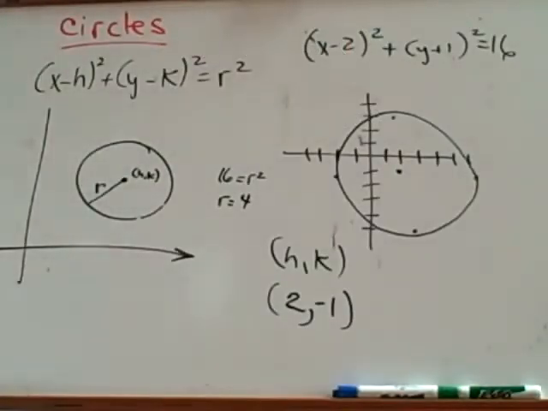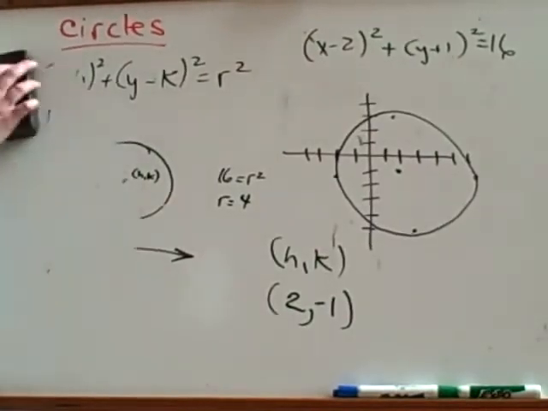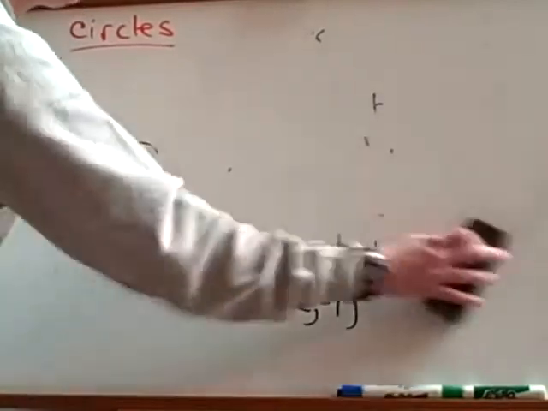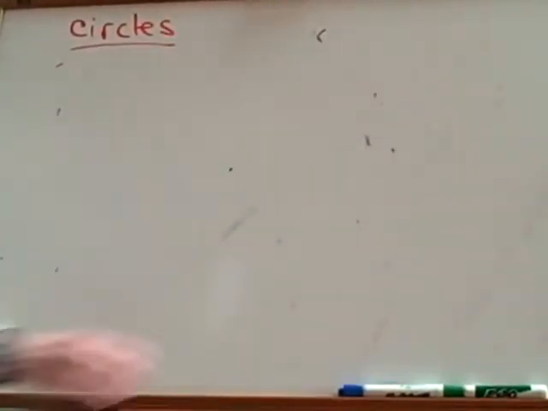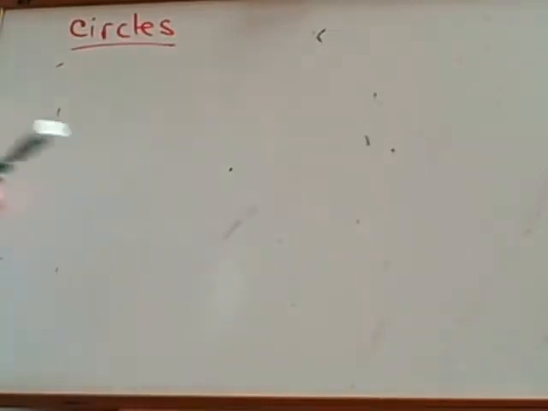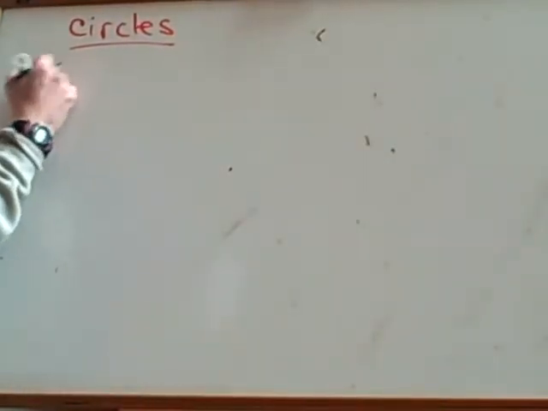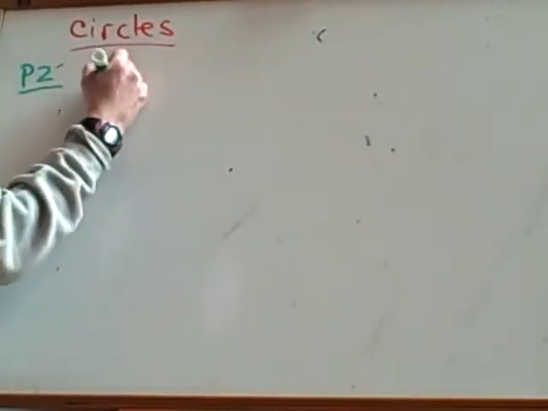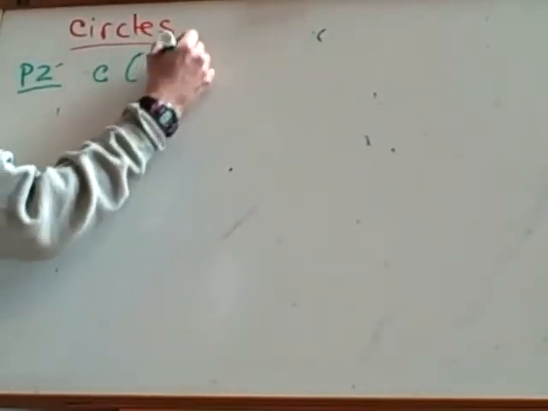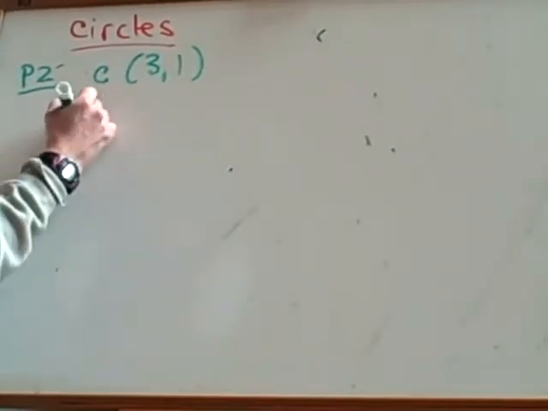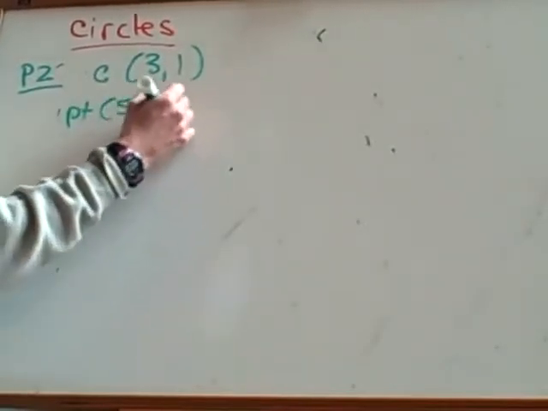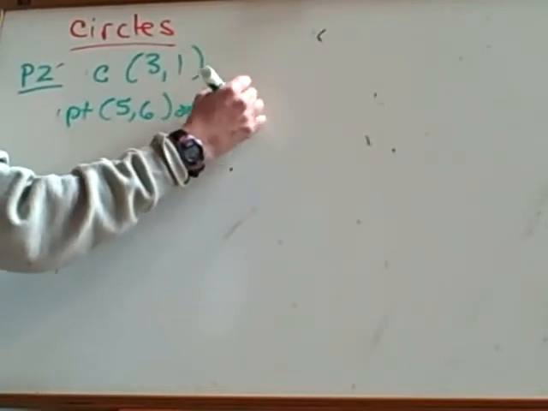Okay? All right, let's go over to page 2. So this gives us some information and wants us to find an equation from it. So on this one, let's see, page 2. It gives us a center of (3, 1), and what does it tell us? It says the point (5, 6) is on the circle.